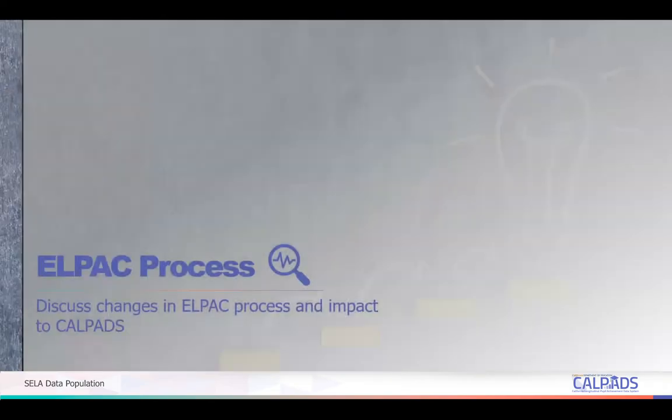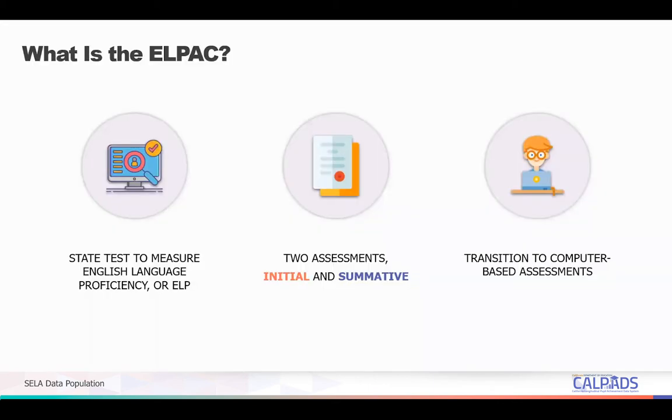Let's now discuss the changes in the ELPAC process and how it impacts CALPADS reporting. The ELPAC, or English Language Proficiency Assessments for California, is a required state test to measure English language proficiency, or ELP, for all English learners in kindergarten through grade 12. There are two different ELPAC assessments, the initial ELPAC and the summative ELPAC. And starting this year, the initial ELPAC will now transition to a computer-based system.